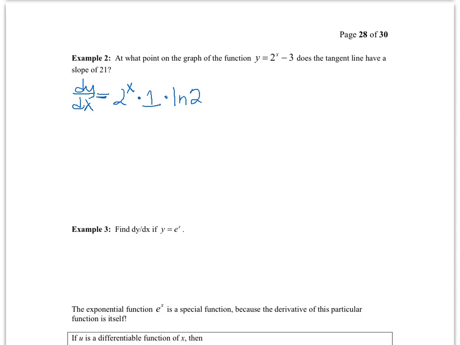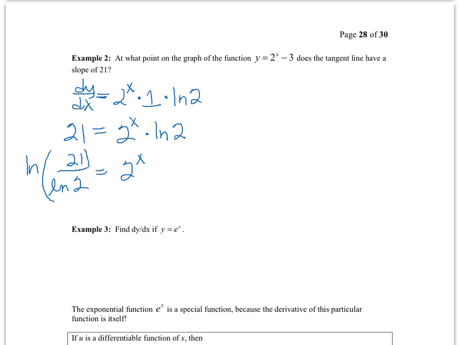But we're asking at what point on the graph does the function have a slope of 21. So at this point, we're going to plug 21 in, and we'll have 2 to the x times the natural log of 2. And now it's all algebra. We're trying to solve for the variable x. So the first thing I'm going to do is divide both sides by the natural log of 2. I'll have 21 divided by the natural log of 2 equals 2 to the x. And in order to get that x out of the exponent, you can take the natural log of both sides.